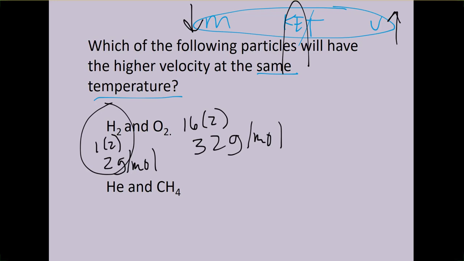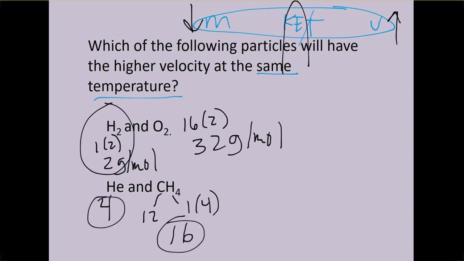Go ahead and stop the video and do the second example and make sure you understand how to do problems such as these. Okay, we're back. So helium has a mass of 4 grams per mole, and carbon is 12, and each hydrogen is 1, for a total of 16. So 16 versus 4, I find that helium is the one that's going to be moving faster because it's the smaller molecule.